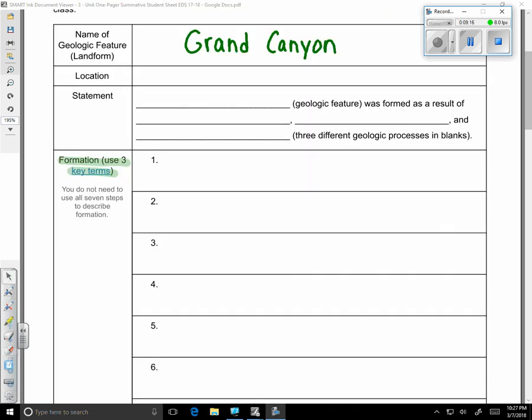So right here you are going to describe the first step in the creation of the Grand Canyon and the fact that the Rocky Mountains were formed, and we know that that was part of the Grand Canyon because at the bottom of the Grand Canyon there's igneous and metamorphic rock, and igneous rock is volcanic rock. So in complete sentences, I need you to write that information down in that box.